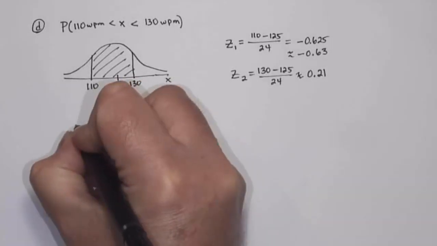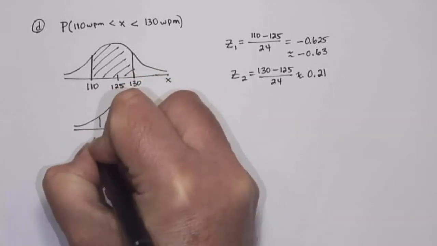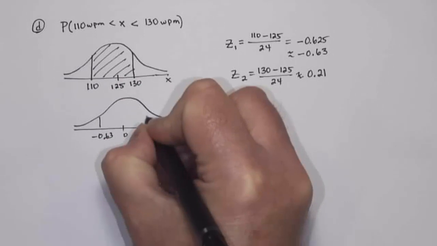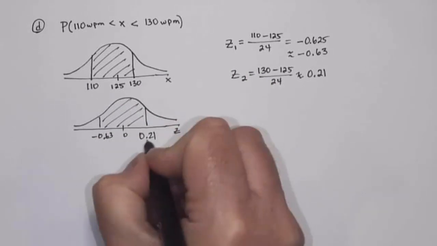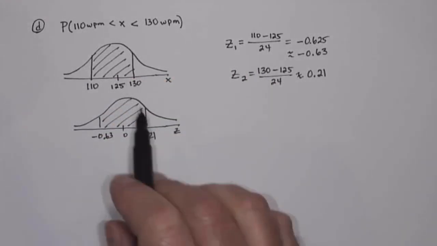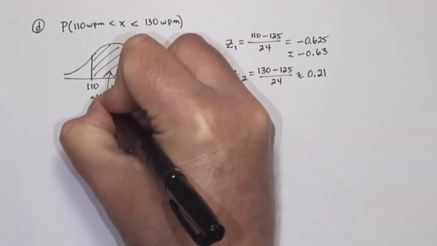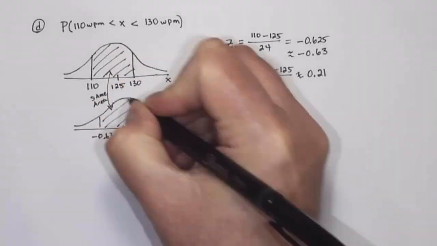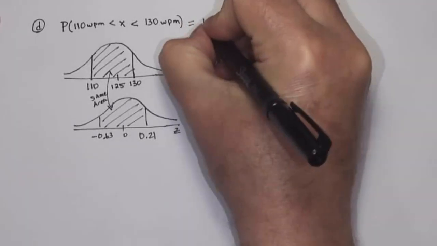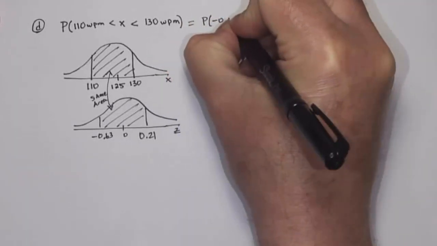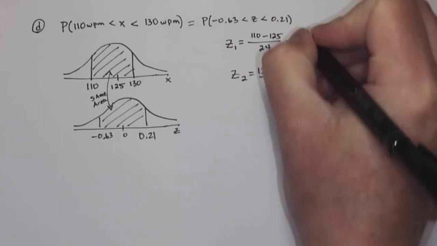So for our standard normal distribution, here's 0, so negative 0.63 is over here, and positive 0.21 is over here. If we find the area between these, that will be the same as the area between 110 and 130. Again, approximately, and it's approximately because of rounding again. If it wasn't for rounding, these areas would be exactly the same. So we're going to find the probability that Z is between negative 0.63 and 0.21.